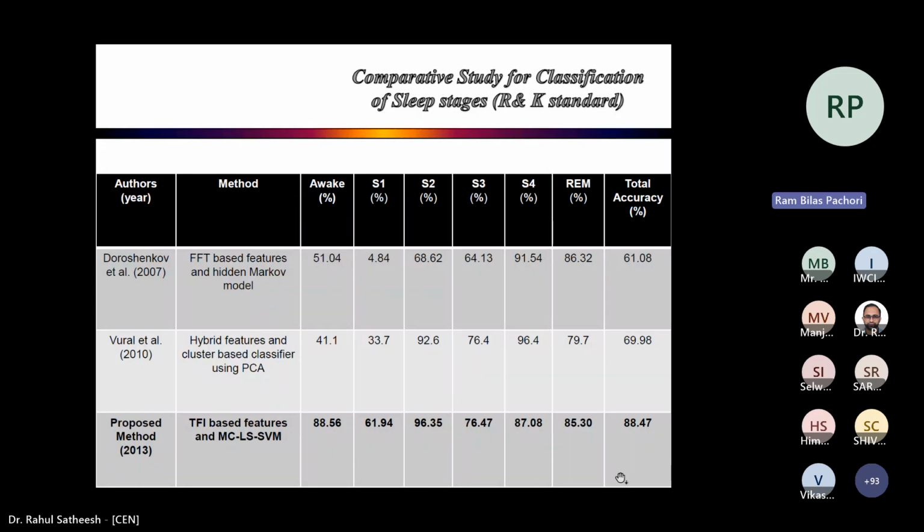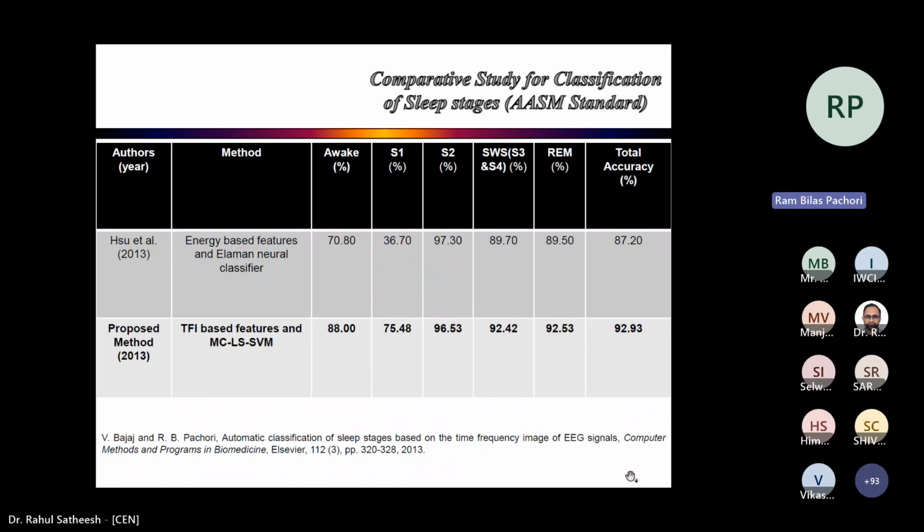Next slide, please. And for the American Academy of Sleep Medicine standard, very little work has been done, which is a good direction. You can start doing some work in this direction also. Hsu and others, in 2013, used energy-based features and an Elman neural classifier and got 87.20% accuracy. Our proposed method, with time frequency image-based features and a multi-class least square support vector machine classifier, gives you 92.93% classification accuracy. Next slide, please.